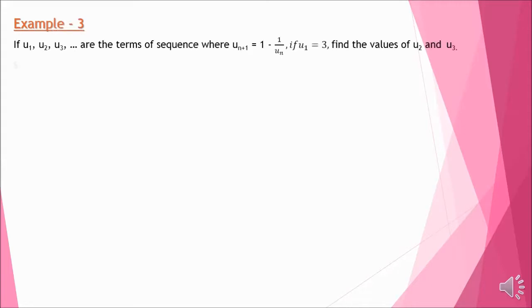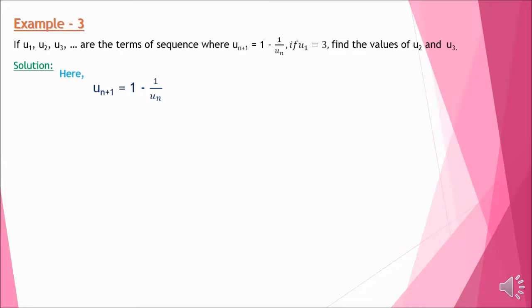Example 3. Now see, a general term is given. Our general term is given in this form, u n plus 1, and we have to find u2 and u3. Our u1 is given. So let's write the general term first. Un equal to, let me bring the pen. We need a pen.